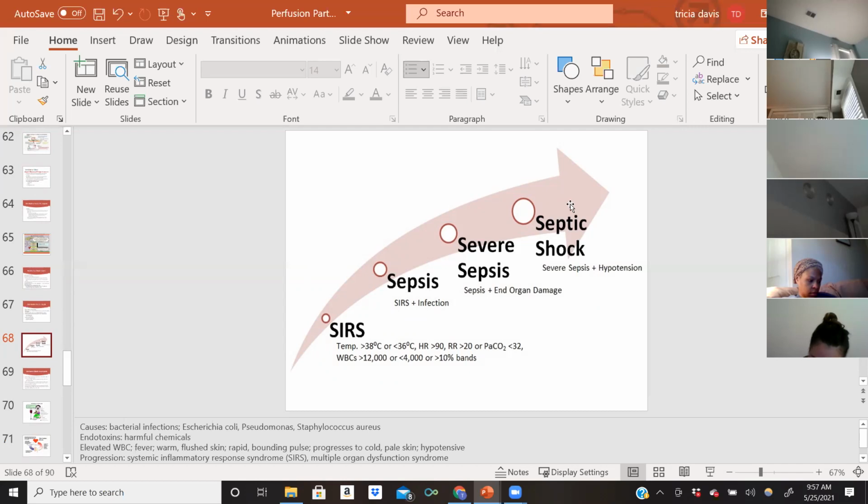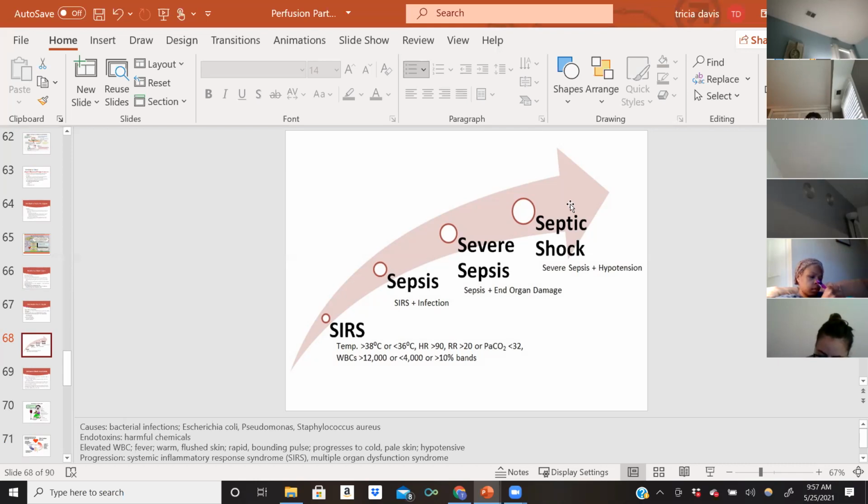So with SIRS, you're going to see a fever, right, greater than 38 degrees or a temperature less than 36. You're going to have a heart rate greater than 90, respiratory rate greater than 20. If you did an ABG, that PaCO2 is going to be less than 32. We might see white blood cell counts greater than 12,000, indicative of an infection, or less than 4,000.